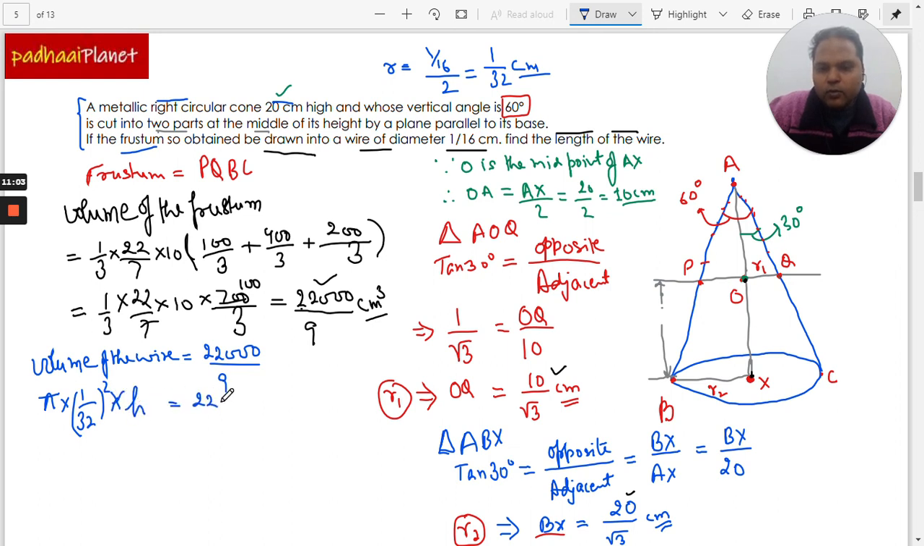22,000 upon 9, right? So from this we can simply write h is equal to 22,000 over 9 multiplied by 32 into 32 and the 7 of the pi and divided by 22 of the pi, right? So let's start solving this. This goes here, so this is like 1000, okay?